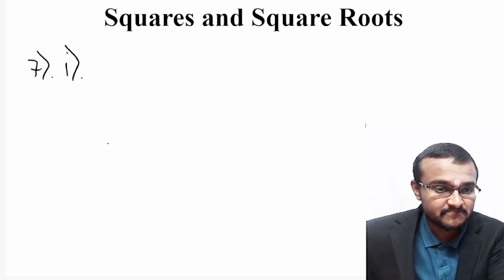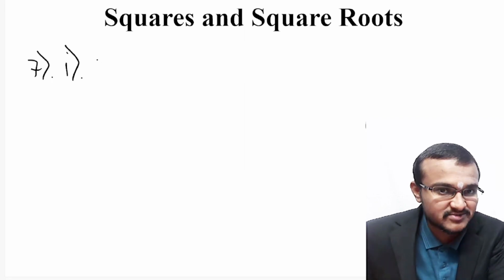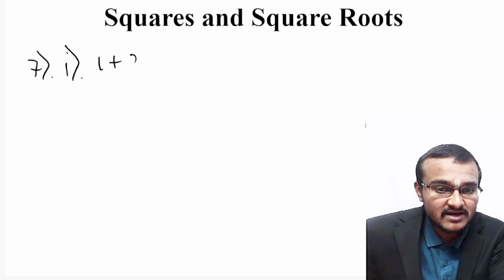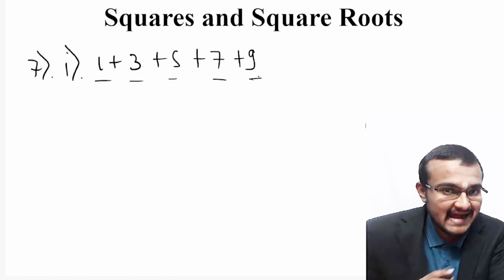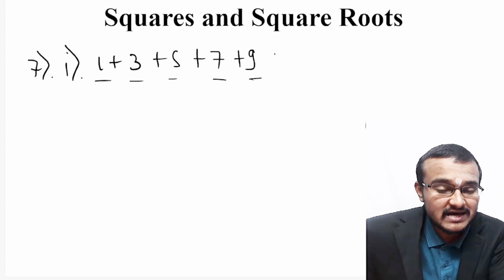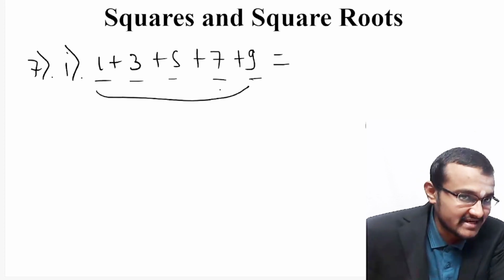So coming to the first question in this particular 7th question, they have given 1 plus 3 plus 5 plus 7 plus 9. So here they have given these particular 5 numbers. You should not add this. You should get the answer without adding these numbers. How can you get this?